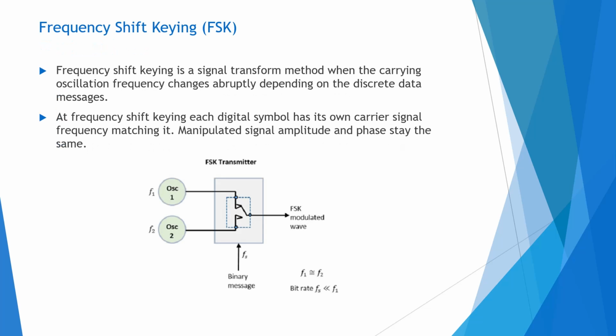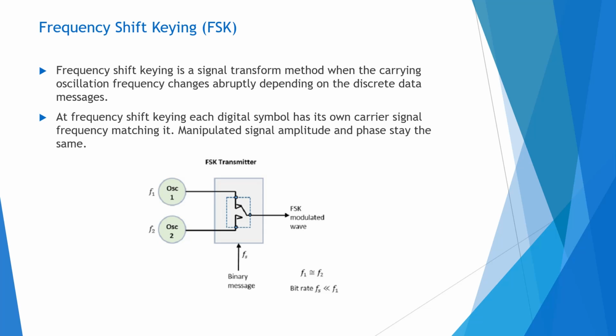Now, frequency shift keying. In binary frequency shift keying, that is BFSK or only FSK, the frequency of the sinusoidal carrier is shifted between two discrete values. One of these frequencies, FH, represents a binary 1 and the other value, FL, represents a binary 0. The representation of digital data using FSK can be observed with the help of the FSK transmitter shown here.